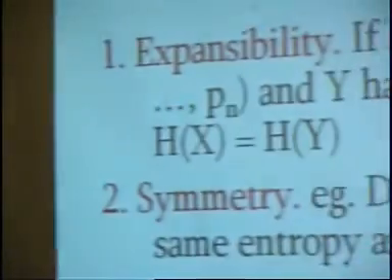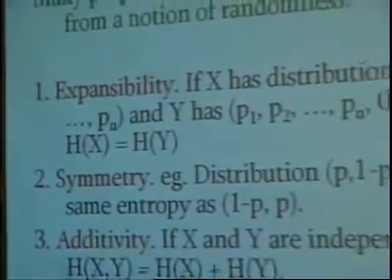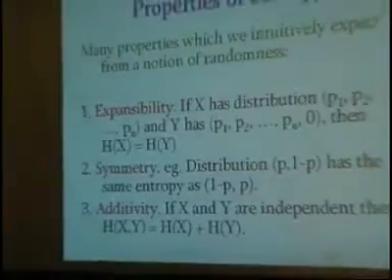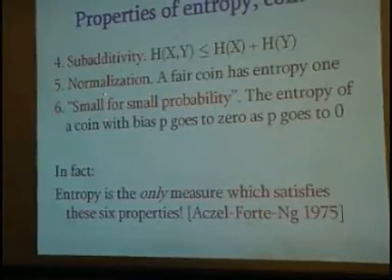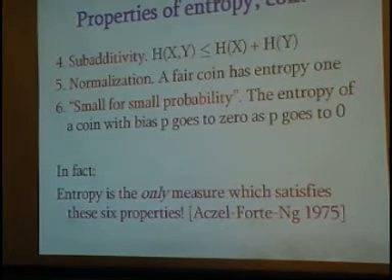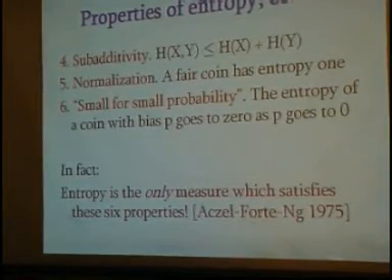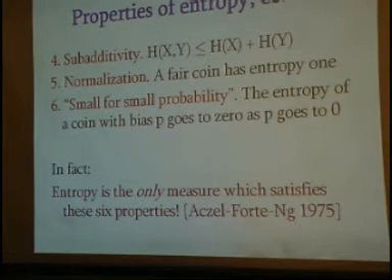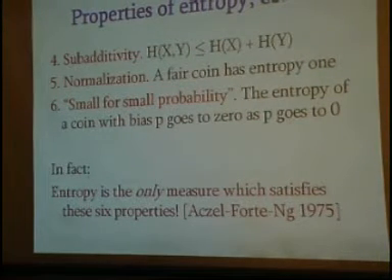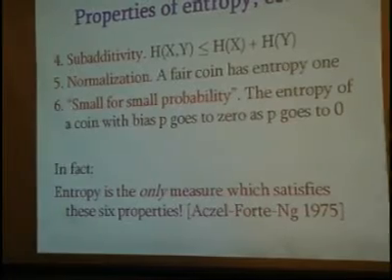What were they? Expansibility. That's totally reasonable. If you add on a fake new outcome that never occurs, sure, that should not change the entropy. Symmetry, additivity, subadditivity, normalization. These are things that, of course, should be true of a measure of randomness. But entropy is the only one that satisfies all of them. And so this justifies why we use something with that weird functional form, p log 1 over p. It seems a little crazy at first, but this is why we are stuck with it.